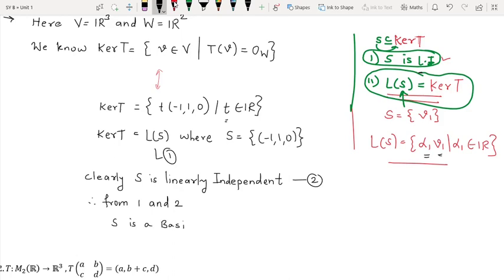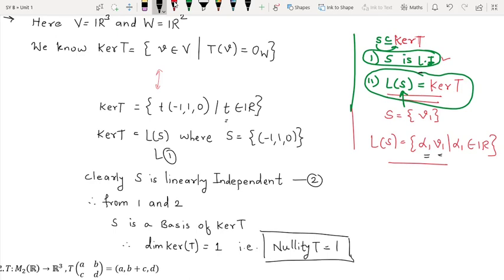Now since S is a basis of the kernel of t, what is the dimension of the kernel of t? Therefore the dimension of the kernel of t is 1, because S contains one vector. The dimension of the kernel of t is nothing but the nullity, right? So the nullity of t is equal to 1. So we got the nullity. I will call it 3, right? I hope you are getting my point.